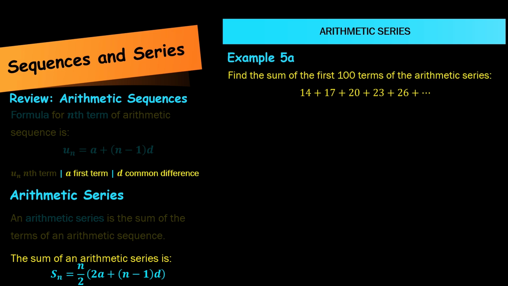So let's solve part A first. We are required to find the sum of the first 100 terms of the arithmetic series 14 plus 17 plus 20 plus 23 plus 26 and so on.